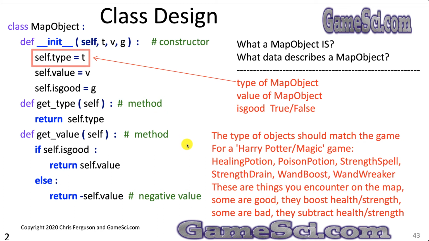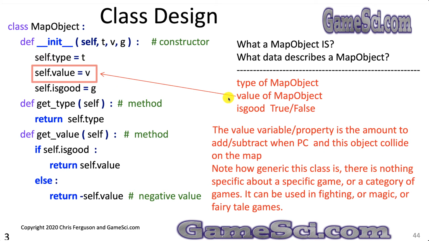The type of the object should match the game. For a Harry Potter/magic type game, we'll have things like healing potions and poison potions, strength spell and strength drain, wand boost and wand wrecker. Ooh, that's hard to say. Wand wrecker. A wand boost will give your wand more power. A wand wrecker will take away power from your wand. These are things you encounter on the map. Some of them are good. They boost your health or strength values. And some of them are bad. They subtract from your health or strength values. The type determines what we're putting on the map.